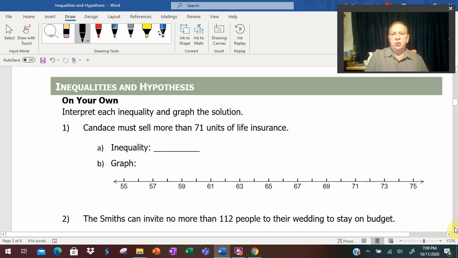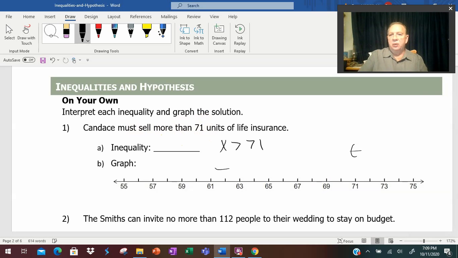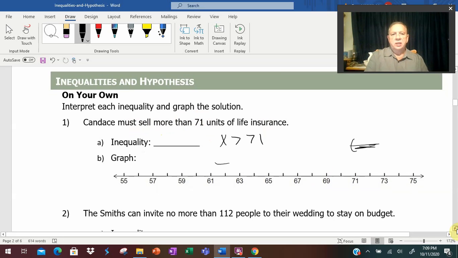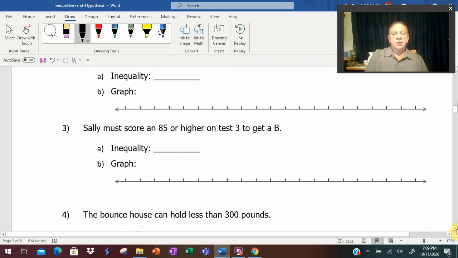Okay, so I'm going to let you do these. I think you understand here now. Candace must sell more than 71. "More than" would not include 71, so you have to look at those keywords to get that. More than 71 would not include the 71, but they're bigger. So, hint, x would be 71, and that would look something like that. Right? Okay. So I'm going to let you work on these.